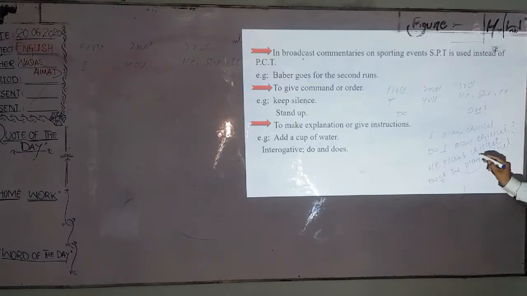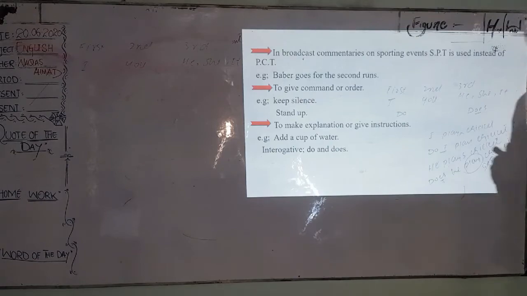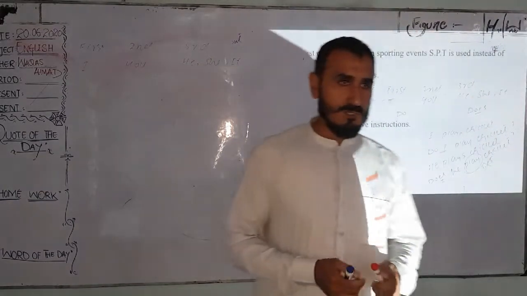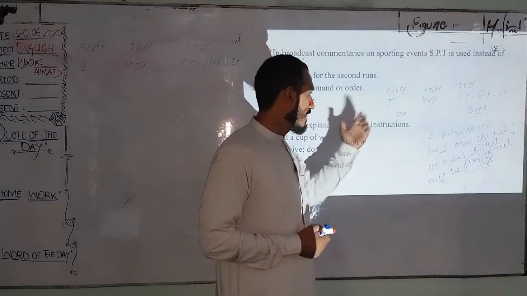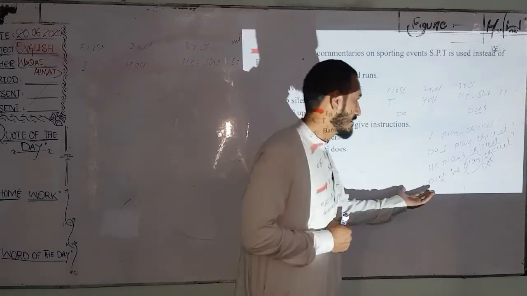So again, we are not putting S or ES with the verb. It will be incorrect. So we put do with I, you, and we put does with third person he, she, it. So this is the formula of interrogative.